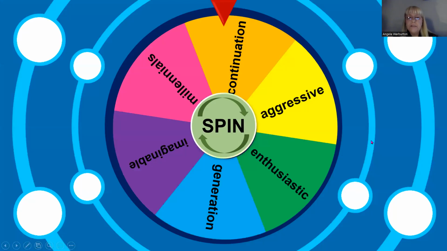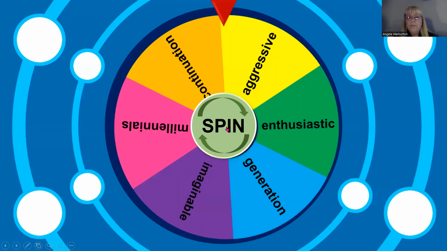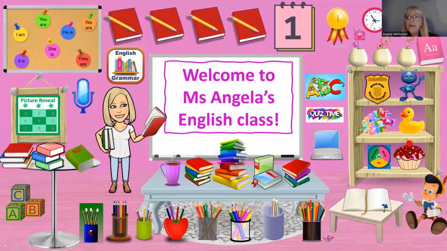Then we had I spin the wheel. They would spin, spin, spin, tell me when to stop, or they would come up to the whiteboard, and the word is aggressive. They needed to tell me what the word means, or alternatively use it in a sentence.